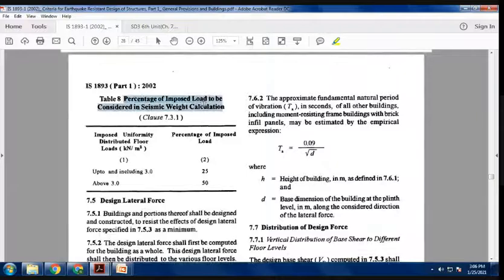Then we have another important thing, that is the percentage of imposed loads to be considered in seismic weight calculation. We are taking dead load, live loads, etc. So for the imposed load, how much should we take? In table number 8 it clearly says that for a uniformly distributed live load up to 3 kilonewton per meter square, we can take it as 25%. If your imposed load is more than 3 kilonewton per meter square, then we should take it as 50%. We will come to know while solving the problem.